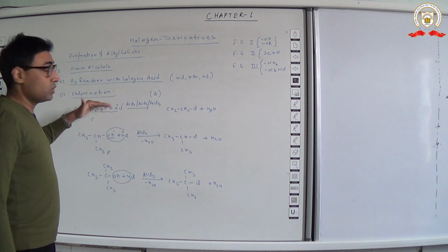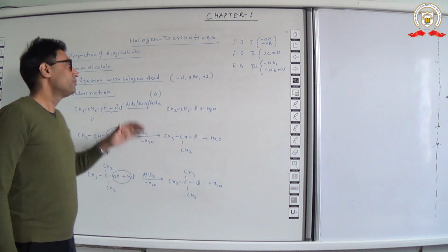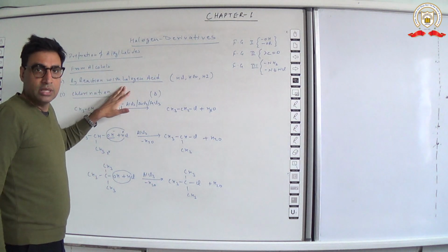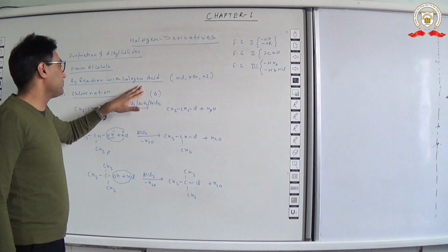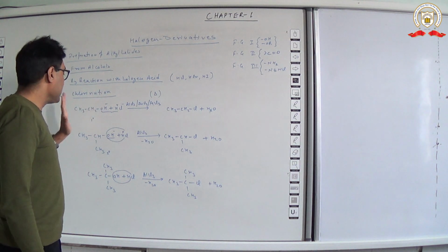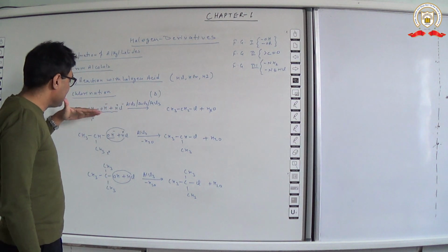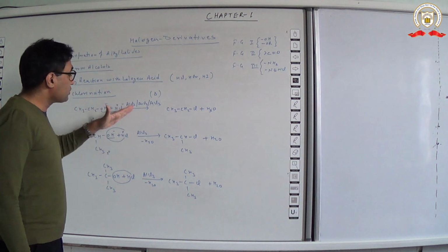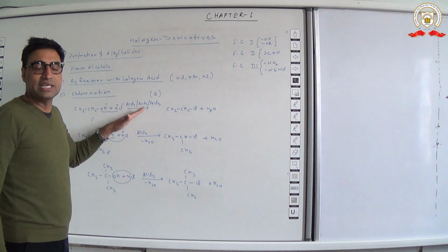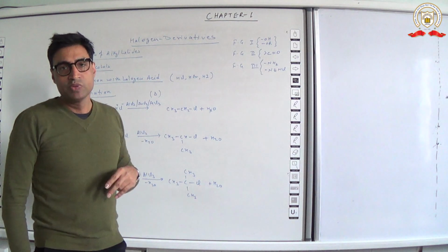See, again a recap of how we are preparing alkyl halides from alcohols. From alcohols, by reaction with halogen acid. In those halogen acids, the example I have taken is HCl, so chlorination is what we are doing. Whether the alcohol is primary, secondary or tertiary, you have to add a catalyst, and the catalyst is a Lewis acid like AlCl3, ZnCl2 or FeCl3. This is the catalyst which you have to add.